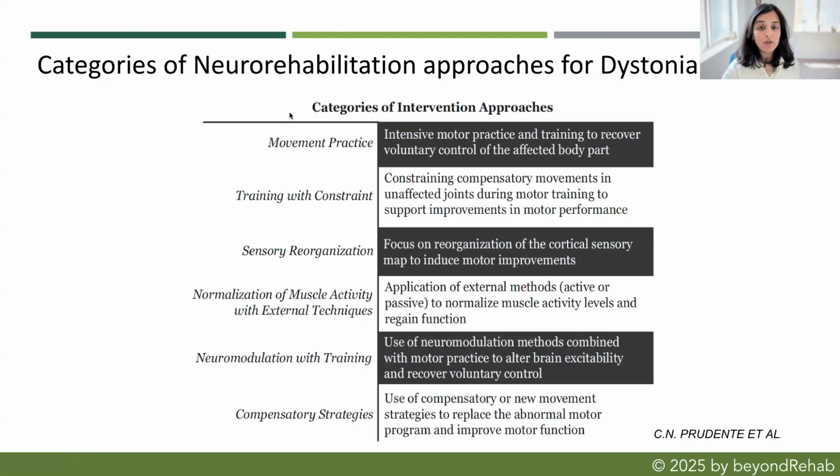Moving ahead, looking into the neurorehabilitation approaches. It's really important that neurorehabilitation approaches are way different than regular neuro or physical therapy approaches. It's mainly because we focus a lot on understanding, firstly, the motor and non-motor aspects of dystonia, assessing them, and looking into different treatment interventions, from movement practice and movement training to neuromodulation, sensory reorganization, and more.